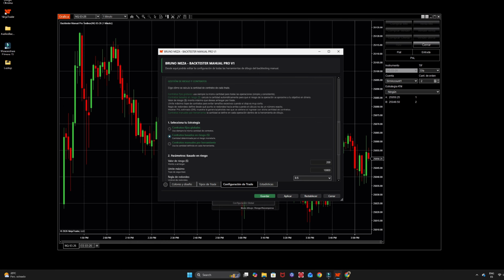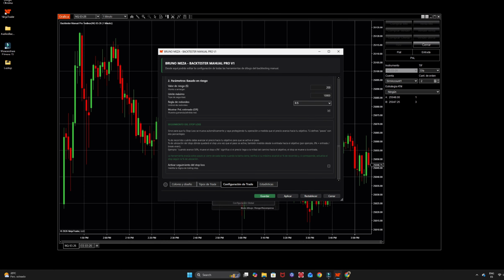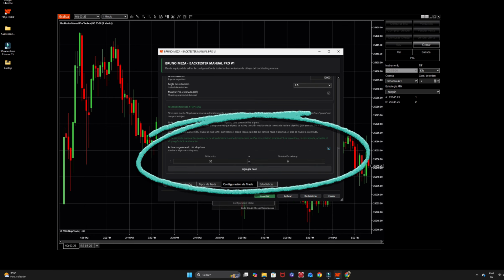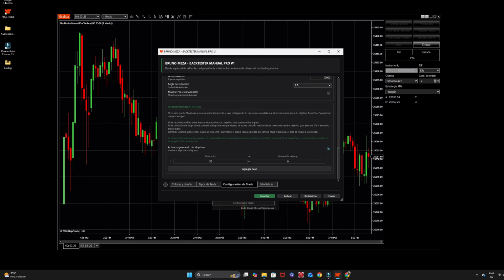The fifth parameter is called stop-loss trailing and defines how your stop-loss should move while the trade progresses. The idea is that the stop does not stay fixed, but can be adjusted at certain moments to better protect the trade as price approaches the objective. This trailing is configured using steps, as if they were levels that get activated during the trade. And each step has two values.